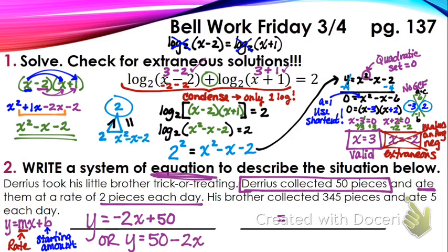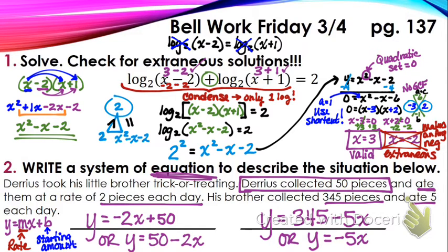What about for Darius's little brother? 345. Is this another y equals? Yes. Because 345 is the starting amount, and what does he do? Eat 5 each day. So 345 minus 5x. Or if you wanted to write it in y equals mx plus b form, it'd be negative 5x plus 345.